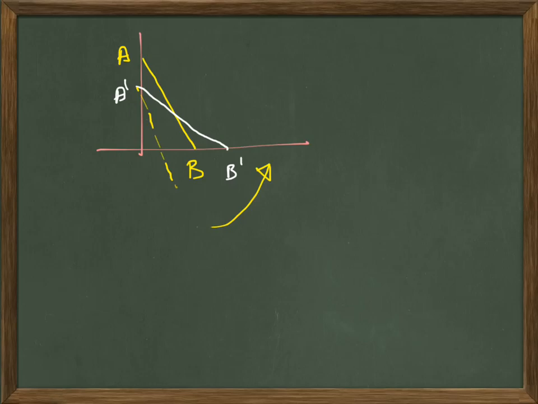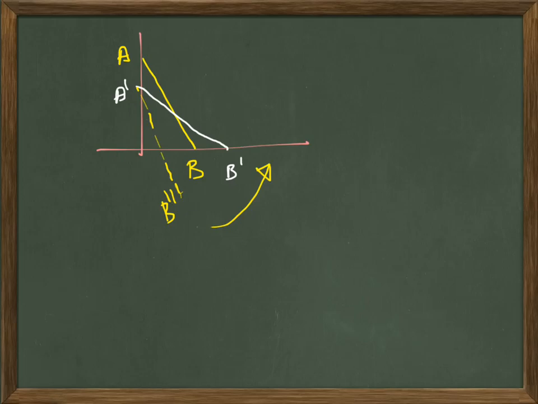I'll draw an appropriate diagram. So this is B double dash. First I translated the stick from AB. The stick came to A dash B double dash. Then I fixed A dash and rotated the stick in the counterclockwise direction to bring B double dash to B dash.